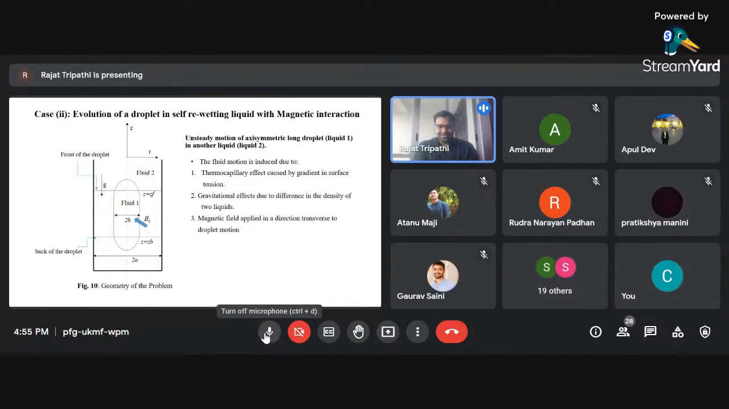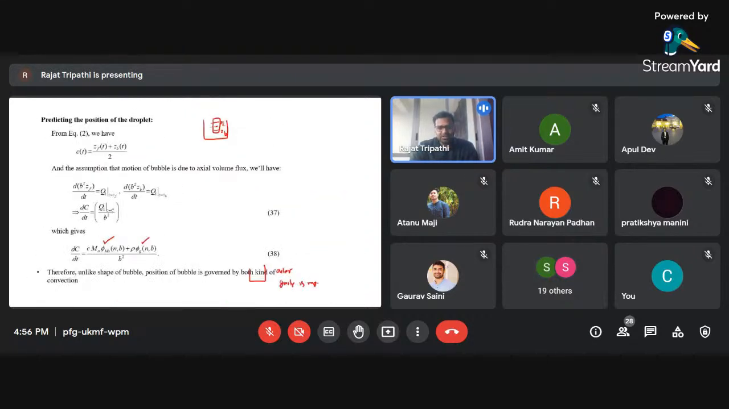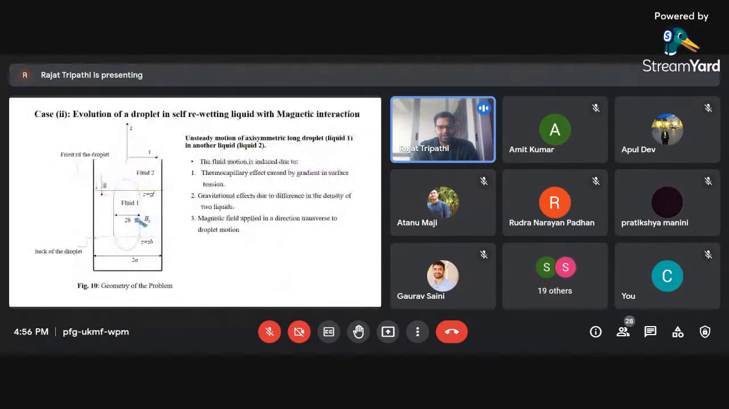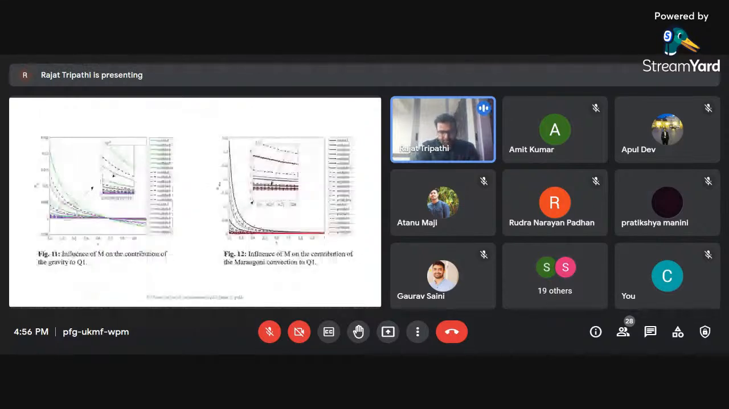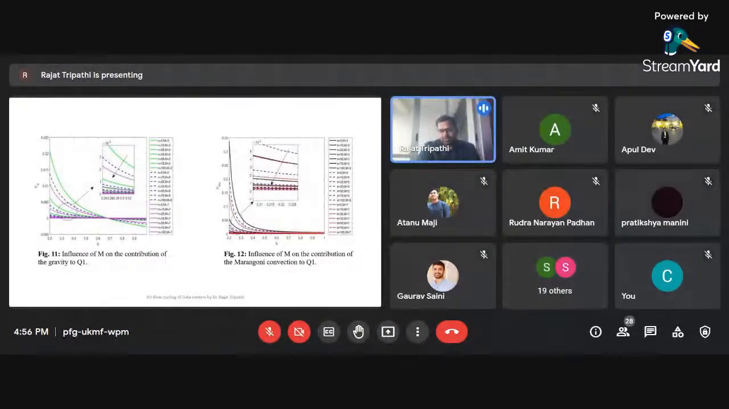Okay, sir, thank you for reminding me about the time. This kind of analysis we can make simply by writing the Navier-Stokes equation. Up until now, all this discussion was done when we considered the magnetic field to be zero, or in the absence of a magnetic field. If you allow the magnetic field to alter the motion of the bubble, then we can draw some more conclusions about it.